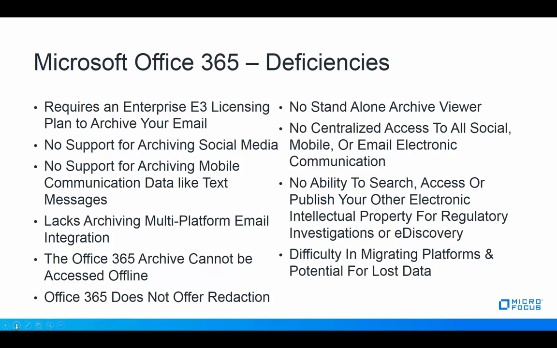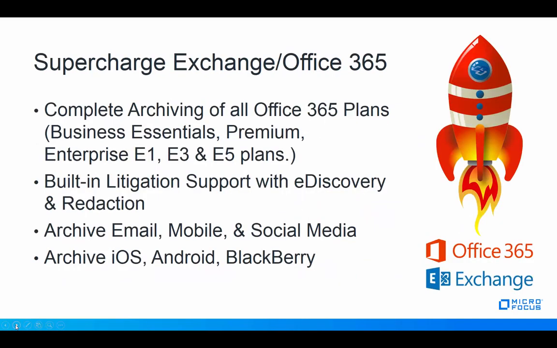So if you have an E1 and it's just for email, you can't archive that with the built-in plan, whereas with Retain you can. Once again, there's no support for other things like social media or mobile communication. You can't archive multi-platform emails. If you're running the built-in Office 365 archiving, it only archives Office 365 email. You can't archive other email systems. There's the lack of redaction. We'll talk about the standalone archive viewer, which doesn't have it. And then, of course, you don't have that central access to other communications. And the migration path is difficult from there.